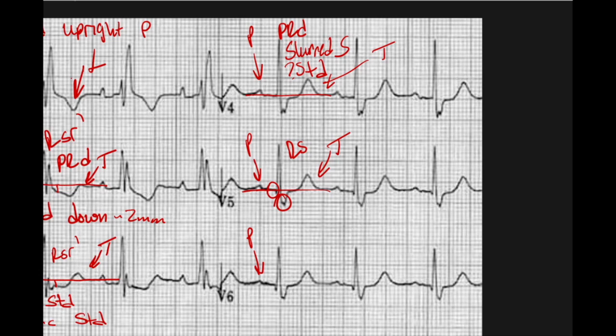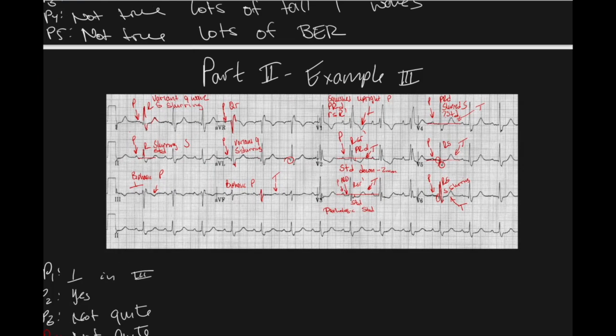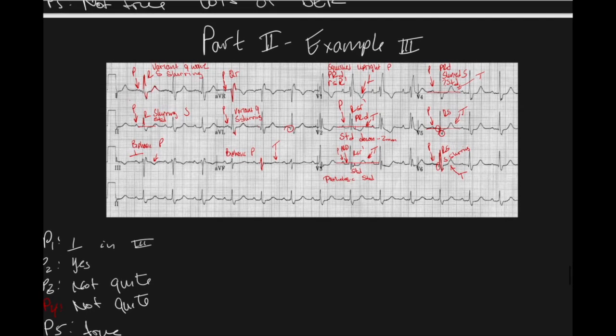V6, we have a P wave, we have our tiny Q wave, we have that RS complex, we have a little bit of that S slurring. No apparent ST depression or elevation, and our T wave is upright as we would want it to be. Alright, not too shabby.